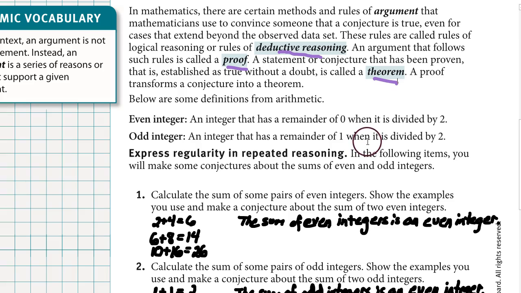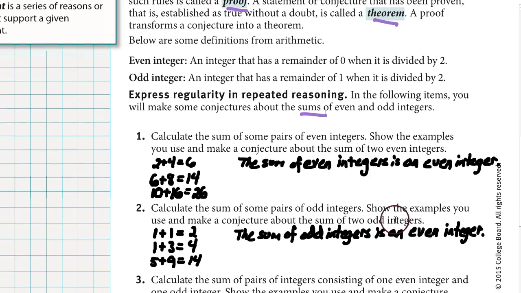In the following items, you'll make some conjectures about the sums of even and odd integers. Question 1. Calculate the sum of some pairs of even integers. Show some examples and make a conjecture using these examples. So I chose some even numbers. 2 plus 4, that makes 6. 6 plus 8, that's 14. 10 plus 16, that's 26. Based on this limited set of examples, I think that the sum of even integers is an even integer. That's my conjecture using inductive reasoning. That is based on a set of examples.